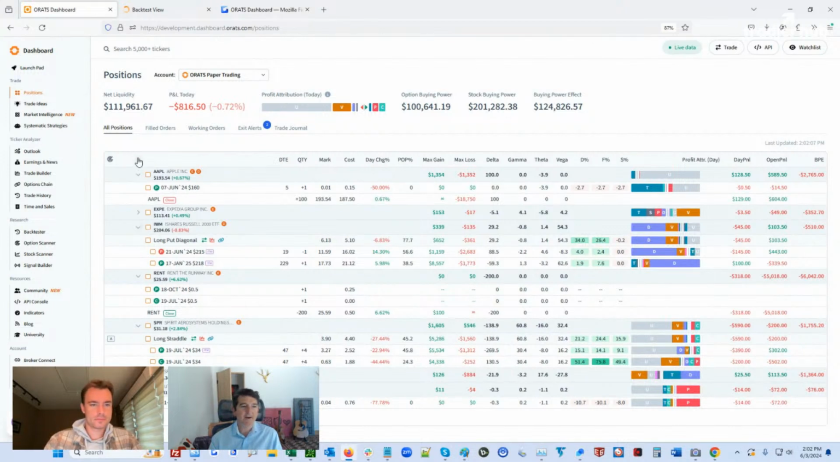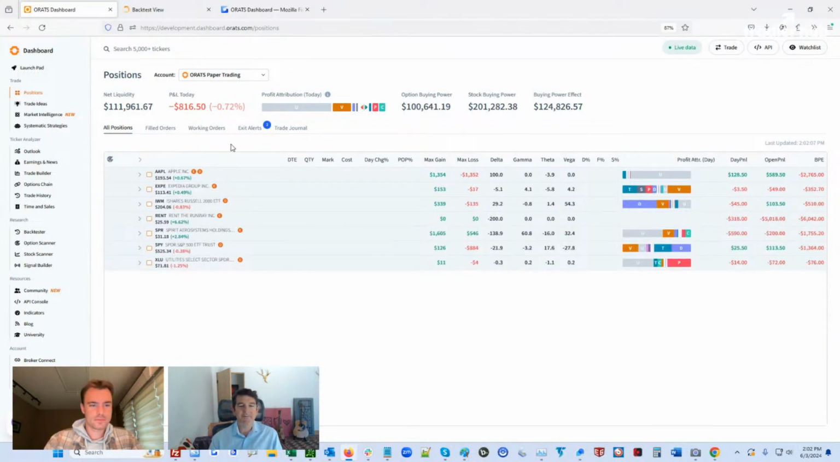Yeah, I still like it, but it's a good way to do a short calendar without taking unlimited risk, and having not unlimited margin, but a large amount of margin. Anyway, what are we talking about today?